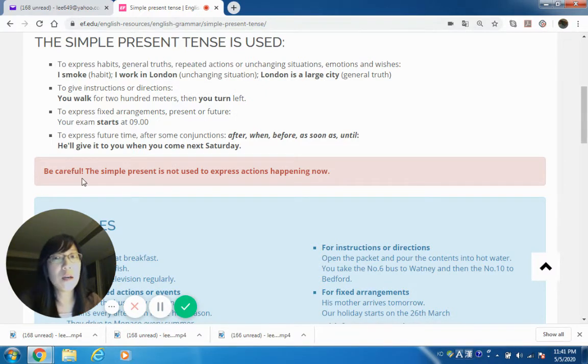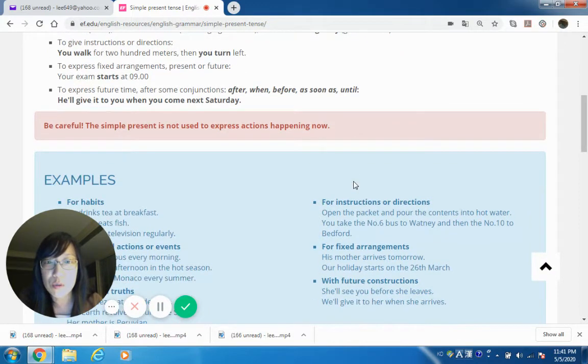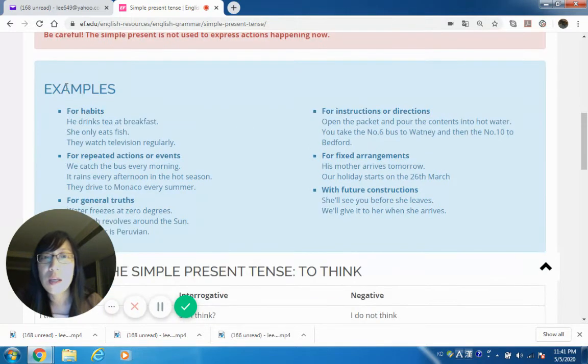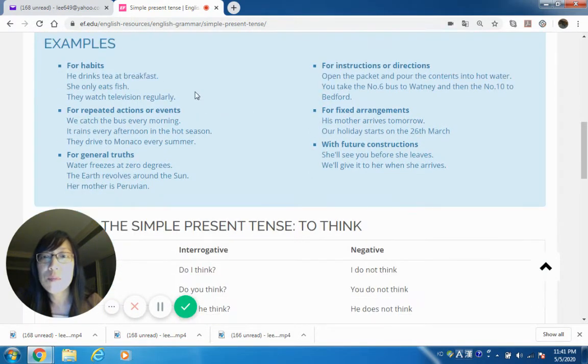And be careful. The simple present tense is not used to express actions happening now. And to show the actions happening right now, what do you use? It's always to be plus ing. That's the actions happening right now. And here are some examples. These are good examples. You could read, study, try to understand.